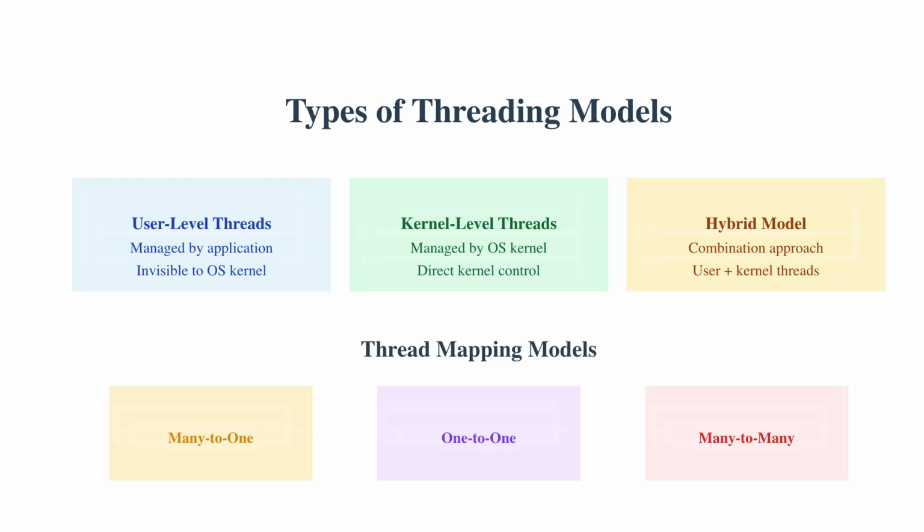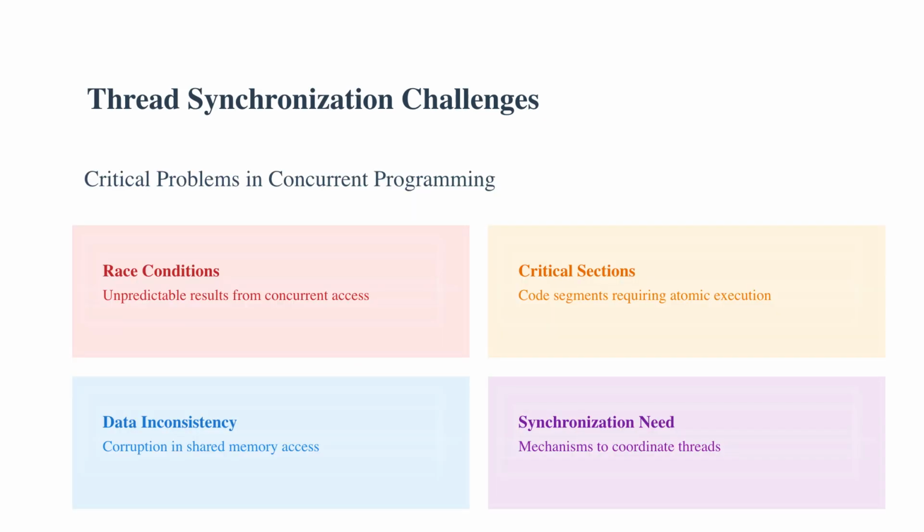Now let's look at the thread mapping models, which define how user threads are mapped to kernel threads. Many-to-one mapping means multiple user threads are mapped to a single kernel thread. This is efficient but limits true parallelism. One-to-one mapping provides each user thread with its own kernel thread, offering true parallelism but with higher overhead. Finally, many-to-many mapping multiplexes many user threads onto a smaller number of kernel threads, providing a balance between performance and resource usage. This is the most flexible approach and is used by many modern threading libraries.